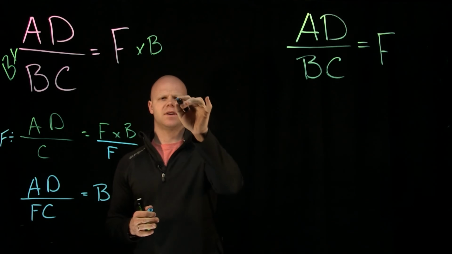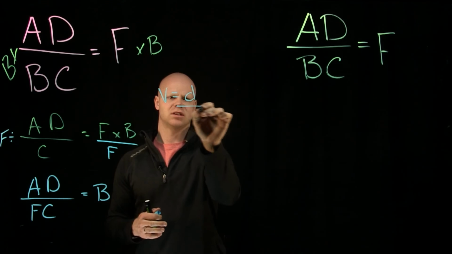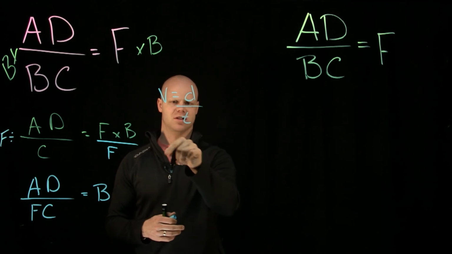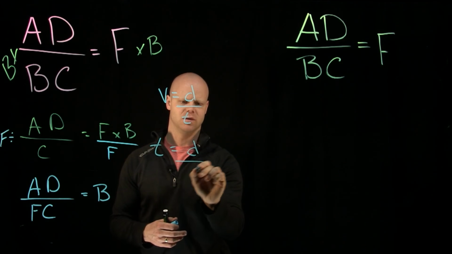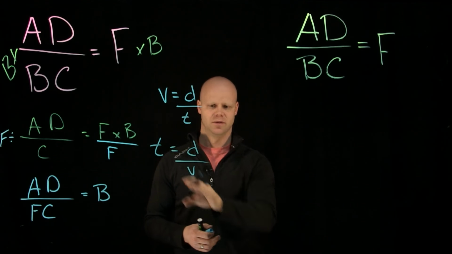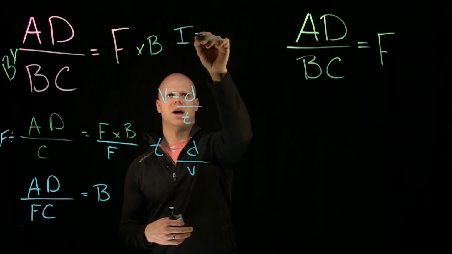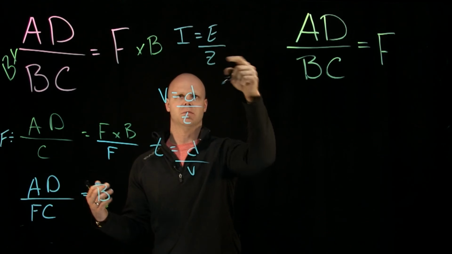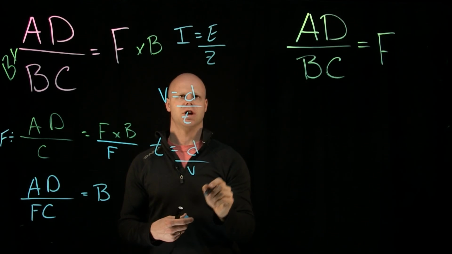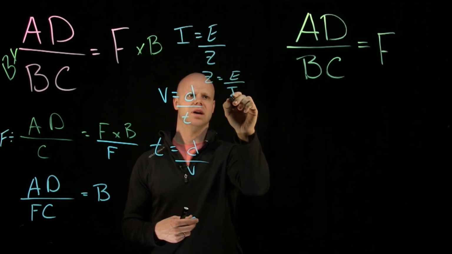This works for anything, even the velocity formula. V is equal to distance over time. If I wanted to solve for time, the formula would now just be t is equal to distance over velocity. Those just trade. If I wanted to solve for Ohm's law, I is equal to E over Z. If I want to solve for the impedance, they just straight up trade places, and I would have Z is equal to E over I.